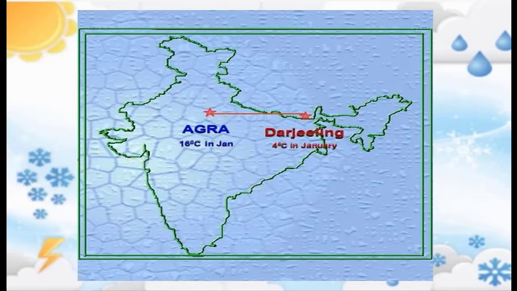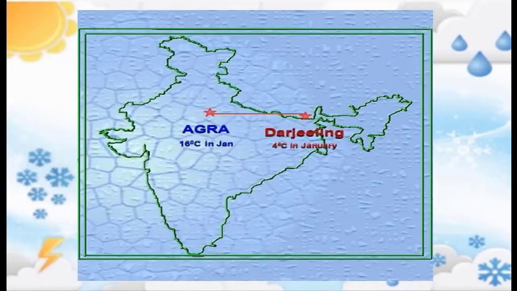I'm showing you the map of India and you can see two places shown over here. The first one is Agra, the second one is Darjeeling. And what can you see over here? Two places which are in the same latitude. Okay, same latitude. You can see this line over here shows from Agra to Darjeeling. They lie in the same latitude.